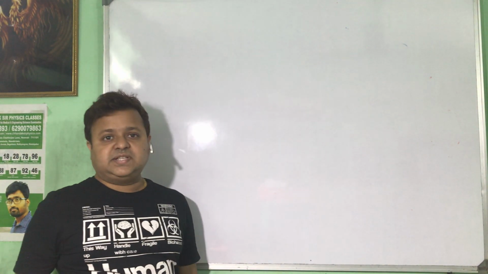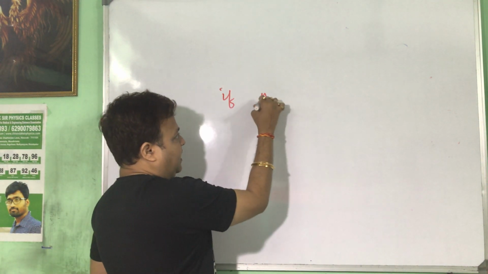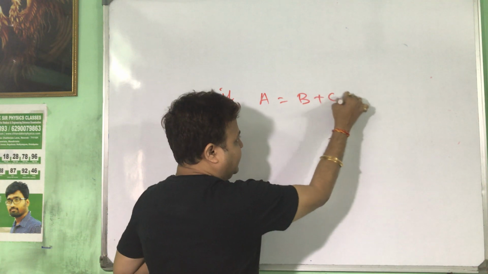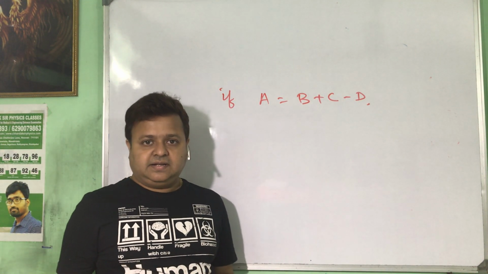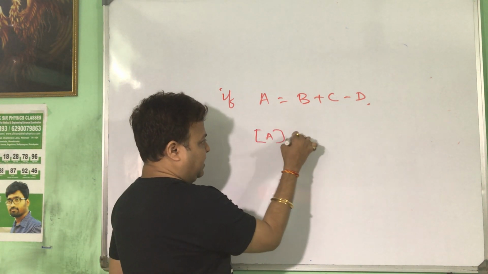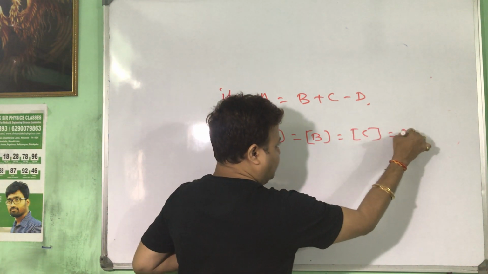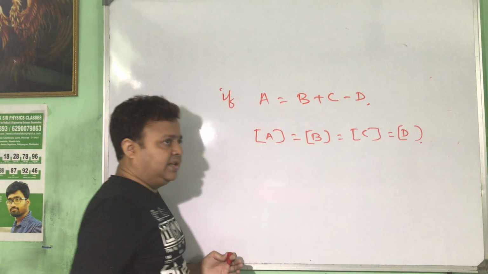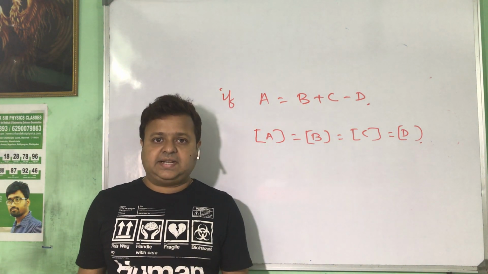What is dimensional homogeneity? That if A equal to B plus C minus D, this equation is dimensionally correct, then we can write the dimension of A equal to dimension of B equal to dimension of C equal to dimension of D. That means we can add or subtract the same dimensional quantity.